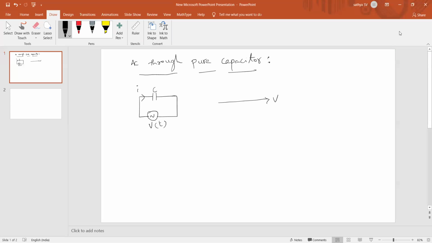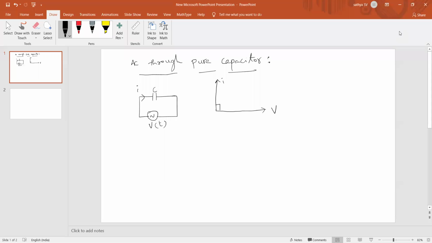Because the property of capacitor is, what is the property of capacitor? It does not allow sudden changes of the voltage. So therefore, it does not allow sudden changes of voltage, which means voltage is lagging with respect to the current. Now we will check how the angular difference of plus 90 between V and I comes.